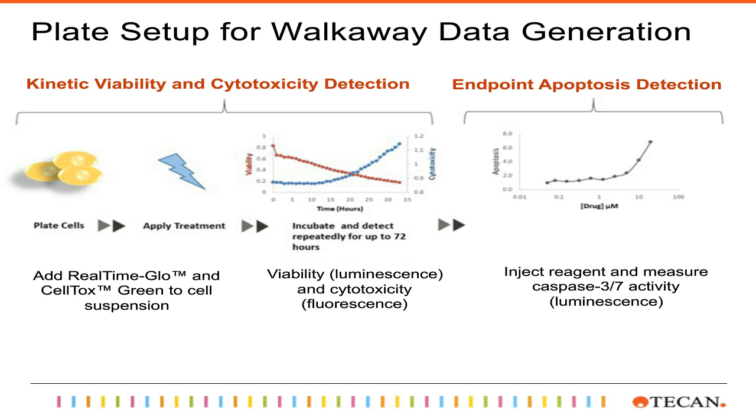You apply your treatment, and then you start measuring viability, which is luminescence, and cytotoxicity, fluorescence, in real time. And then at various points, the apoptosis reagent gets injected. Again, the lid gets removed from the plate, reagent is injected, plate is incubated, luminescence is again recorded to measure the apoptosis activity, cast-based activity 3-7.